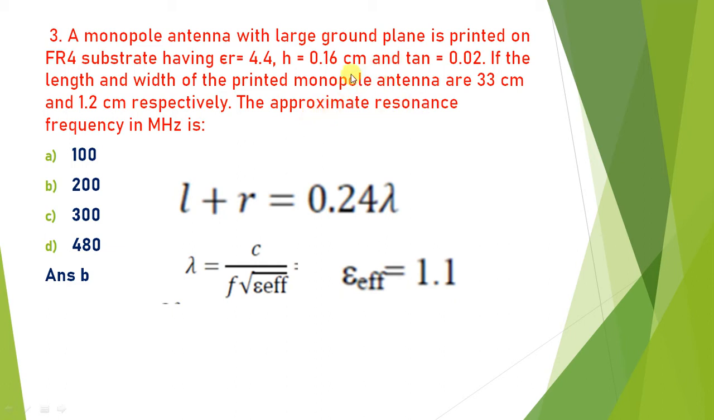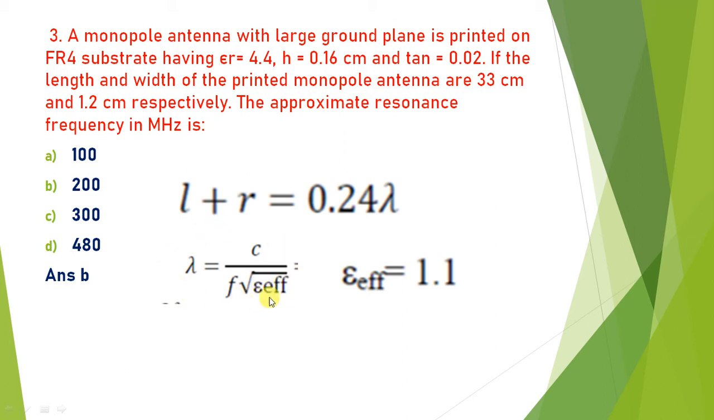Here this is not a simple monopole antenna, it is a printed monopole antenna, which has an FR4 substrate. In case of a printed monopole antenna, the equation remains the same as we used in the previous example: length plus radius is equal to 0.24 lambda. But now we have to find the value of lambda. Because of this substrate, the value of lambda is changed. Previously we took lambda equal to C divided by F, but here lambda is equal to C divided by F square root of epsilon effective.